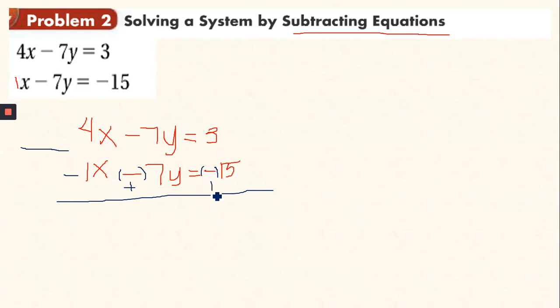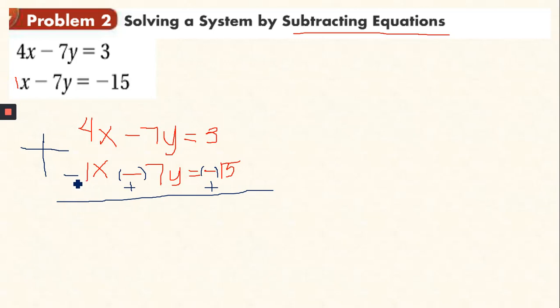Okay? This will be positive also, and proceed to addition. Again, in subtracting, you need to follow the rules in subtracting integers. You need to change the sign of the subtrahend. Your second equation here is your subtrahend.